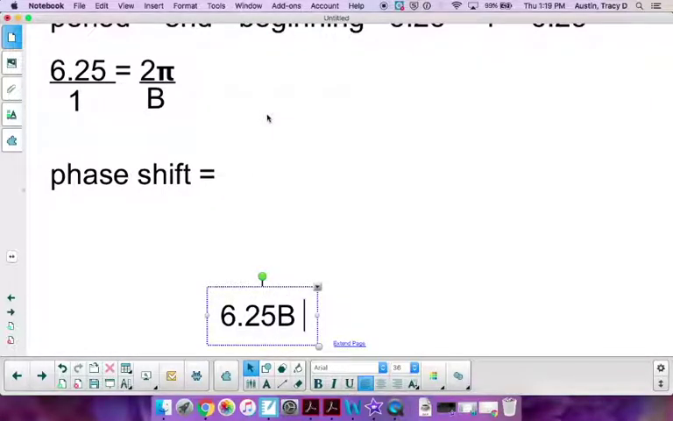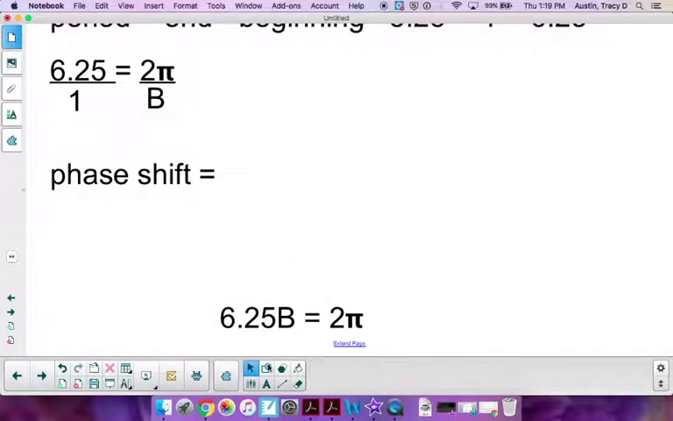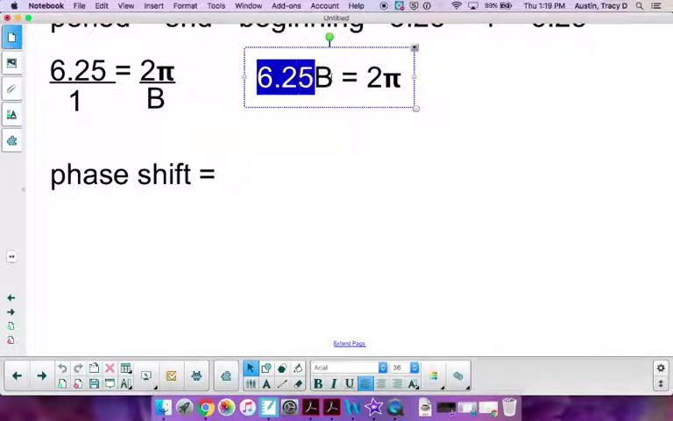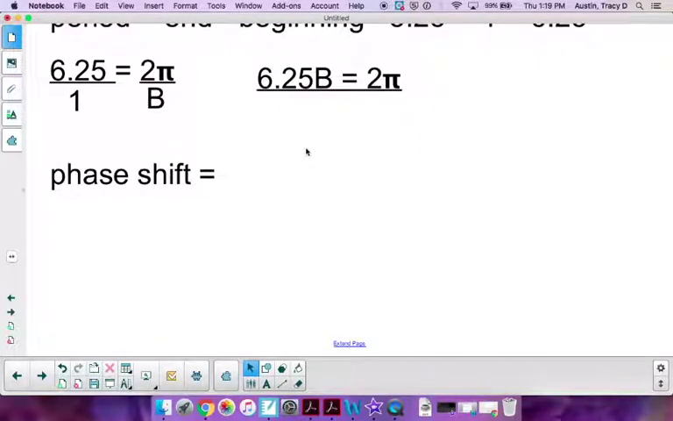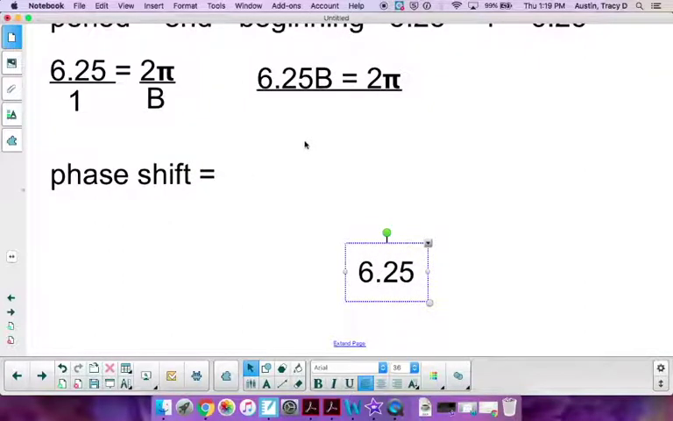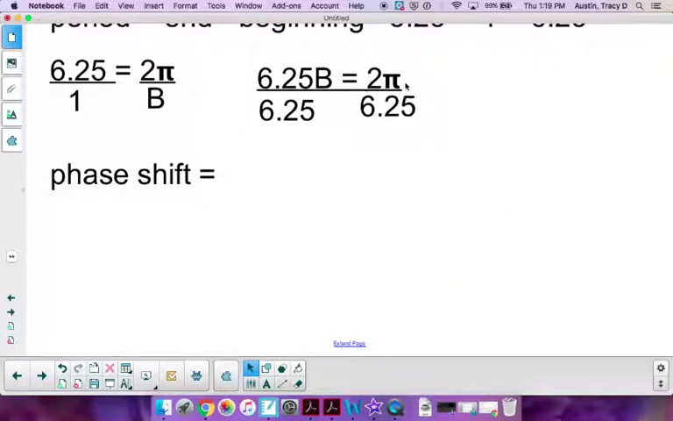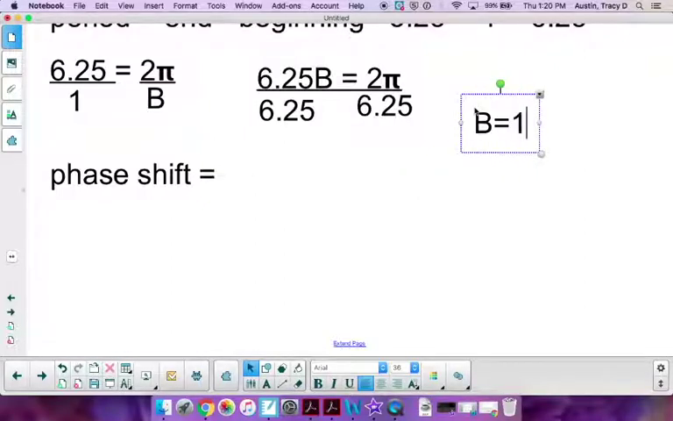6.25b equals 2 pi. Then we have to divide by 6.25 on both sides. You're going to get a decimal, and that's okay. So let's find out what 2 pi divided by 6.25 is. It equals 1.005. So b equals 1.005.